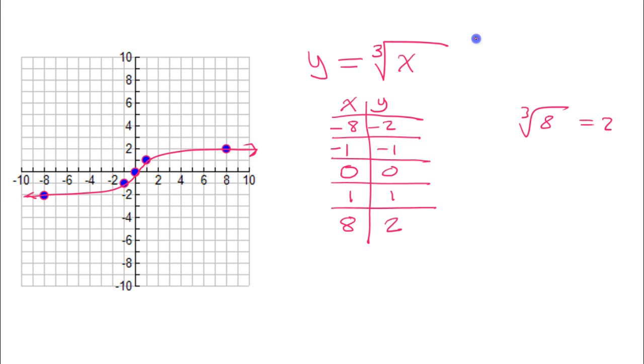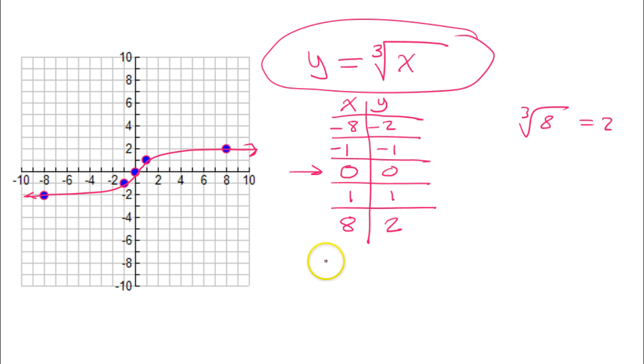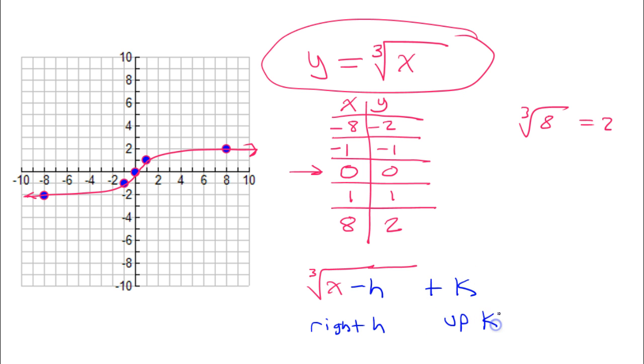So this is what the parent function y equals the cube root of x looks like. It's sort of like a wave that goes from low to high. Normally it passes through the origin, 0, 0. Now let's talk about transformations. If we take this cube root of x, if I were to do a minus h underneath the radical, that would move the graph to the right h. If I did a plus k, that would move the graph up k.